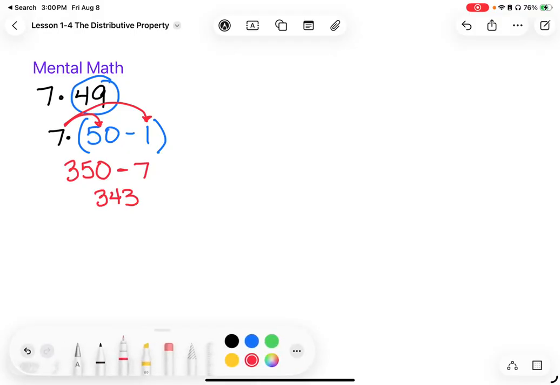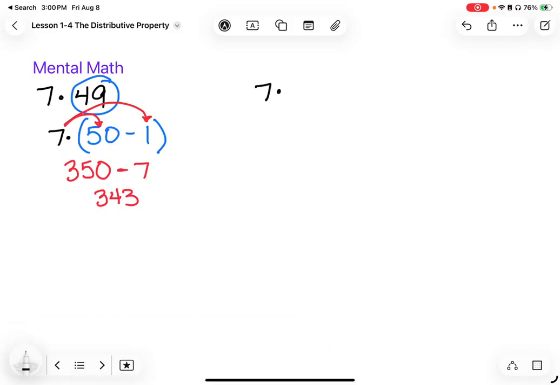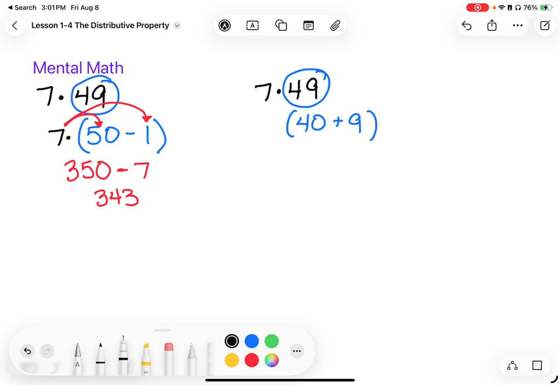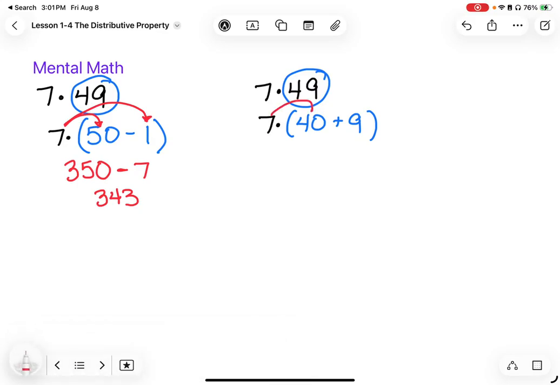Now there's another way I could do this using the distributive property. Let's go back to 7 times 49, because I can write 49 as 50 minus 1, but I could also write 49 as 40 plus 9. And that would get me the same answer as well. So let's try that. 7 times 40 is the same thing as 7 times 4 and put a 0 on the end. So 7 times 4 is 28. So 7 times 40 is 280.